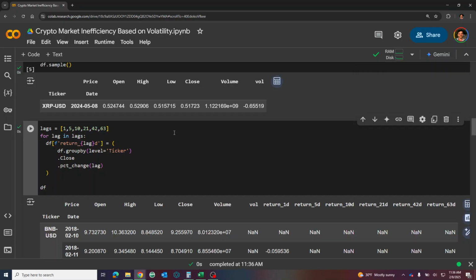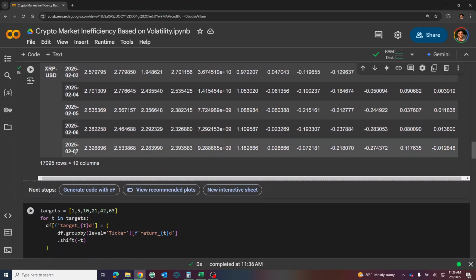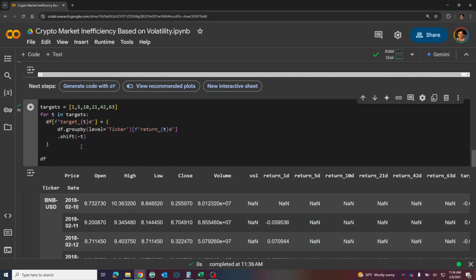We do this for the lags. So we calculate return, which is pretty simple. We just take the close and we make the percent change across the lag time. So we have 1, 5, 10, 21, 42, 63. This prevents data leak. And after we calculate the lag, we have our targets, which shifts back the lag calculation to the row where it was calculated for, if that makes sense.